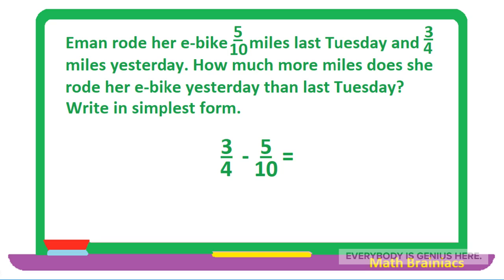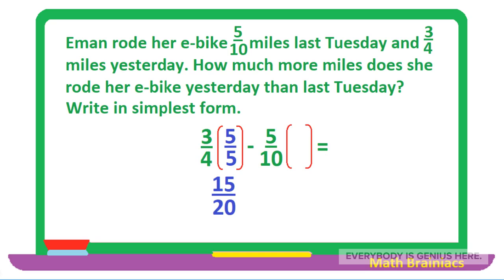In this regard, we need to make the 4 and 10 equivalent. So, we're going to get the least common denominator. And the least common denominator of 4 and 10 is 20. Therefore, we are going to multiply the 4 by 5 so that we can get the 20. Accordingly, 3/4 will be multiplied by 5/5. 3 times 5 will give us 15, and 4 times 5 will give us 20.